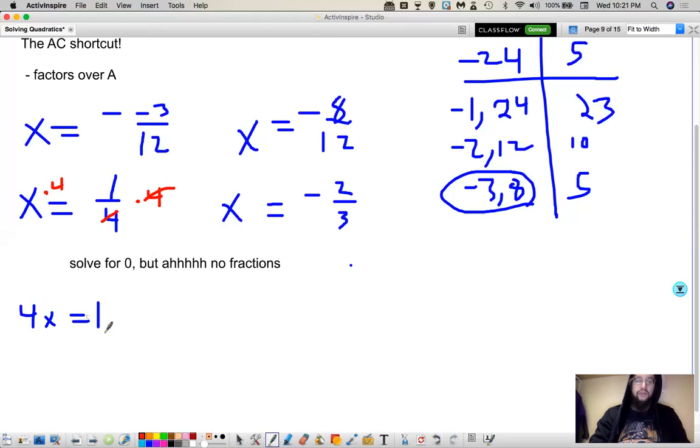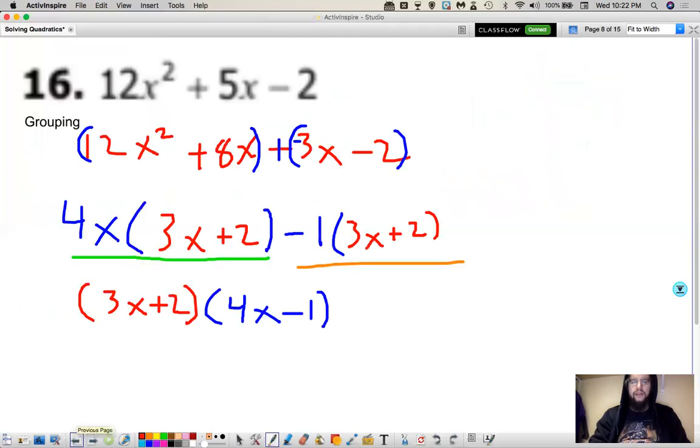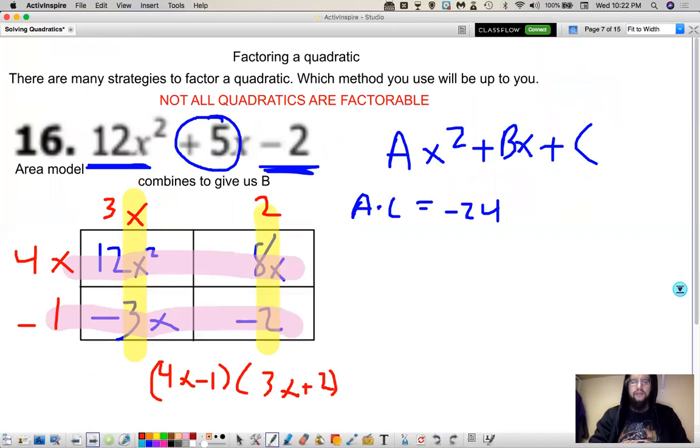I needed it to equal 0, so I bring that 1 to the other side. 4x minus 1. Does that look familiar to you? Over here, same thing. 3x equals negative 2. So 3x plus 2. That's my factors. Done. Same thing I've been getting every single method I've done it.